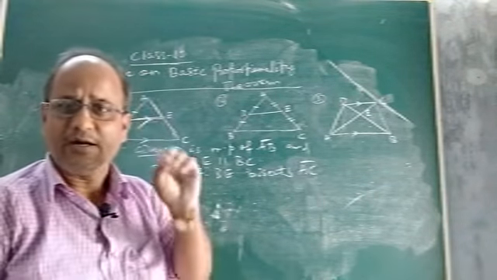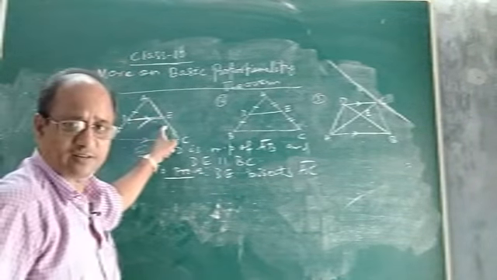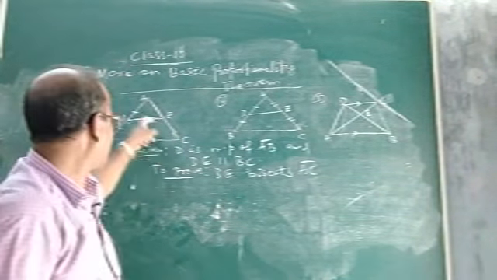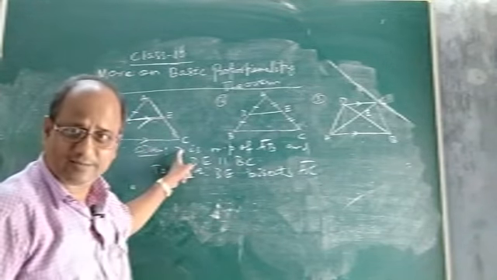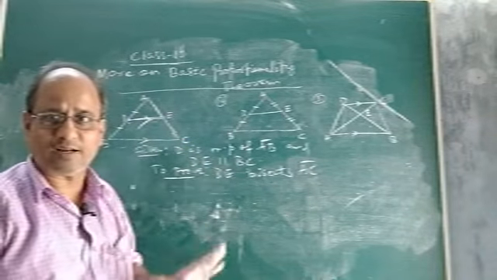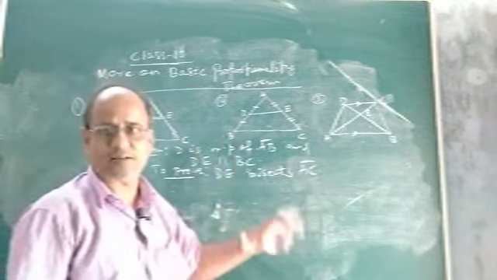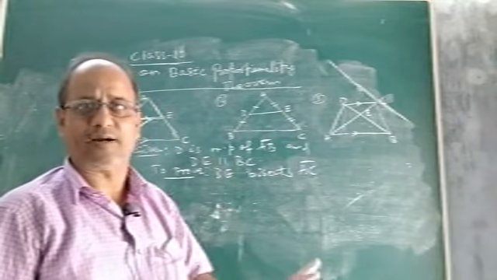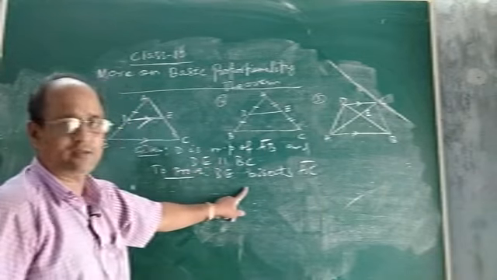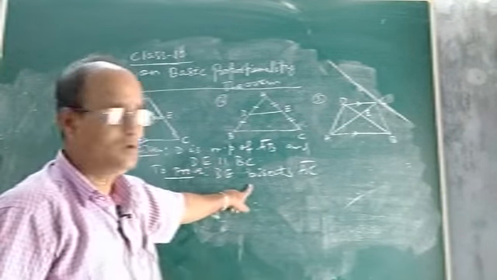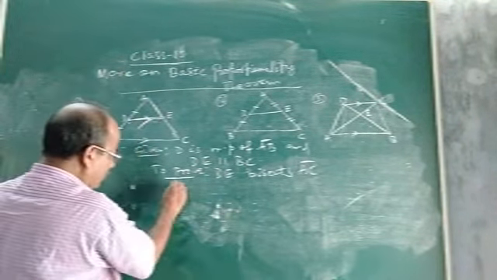I hope you understood. It means if a line is drawn from the midpoint of one side of a triangle parallel to another side, it will bisect the third side. How to prove it? Using the concept of the basic proportionality theorem, or Thales theorem. I hope children you understood. This is given, this is to be proved. Now to prove it, the proof is very simple.